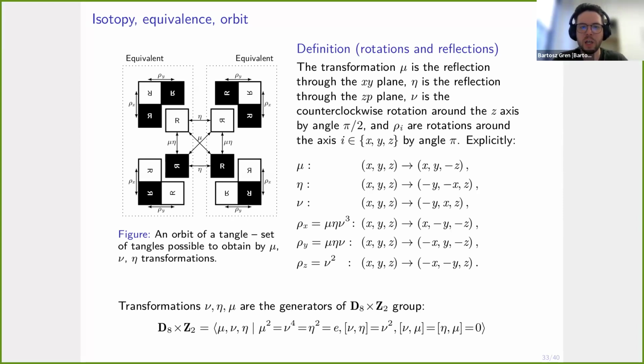And naturally, they are generators of the D4 times Z2 group, which is the symmetry group of a square embedded in 3D. So it's a square with 2 sides. So it's the maximal possible symmetry for our tangles, but actually no tangle follows this symmetry.